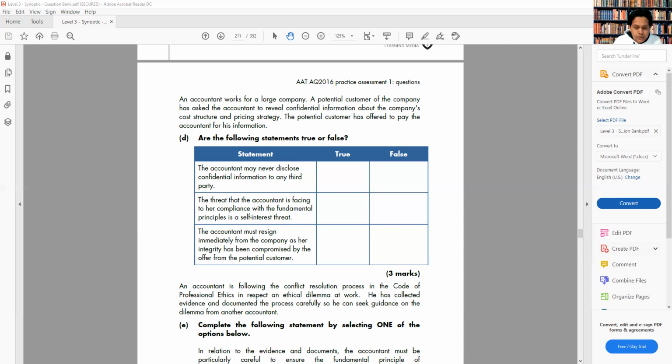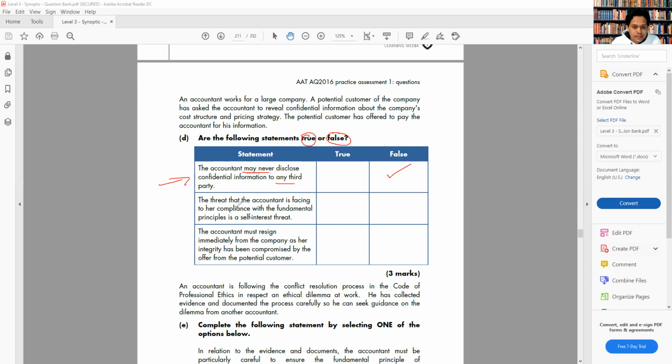The first one, what is the situation? We have to identify whether it is true or false. The first statement is the accountant may never disclose confidential information to any third parties. So may never, that's not true. If it is relevant to the public interest, I have to share this information. If it is relevant to a national threat, I have to, but not for every reason. The statement said the accountant may never disclose, so this is false. If needed, I need to disclose the information, but it has to be for the public interest.